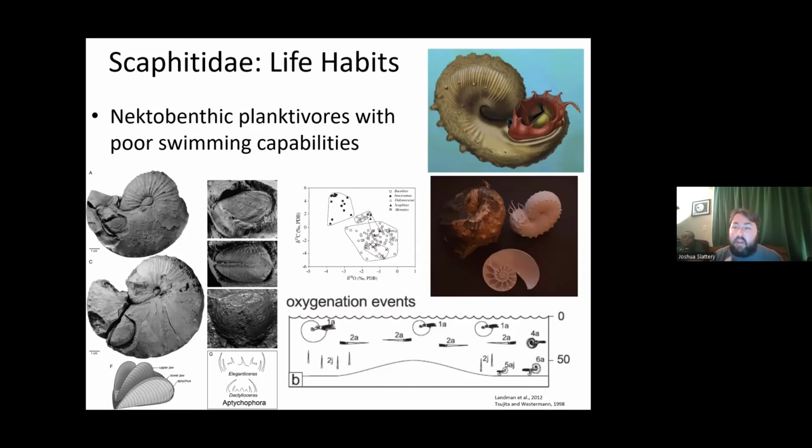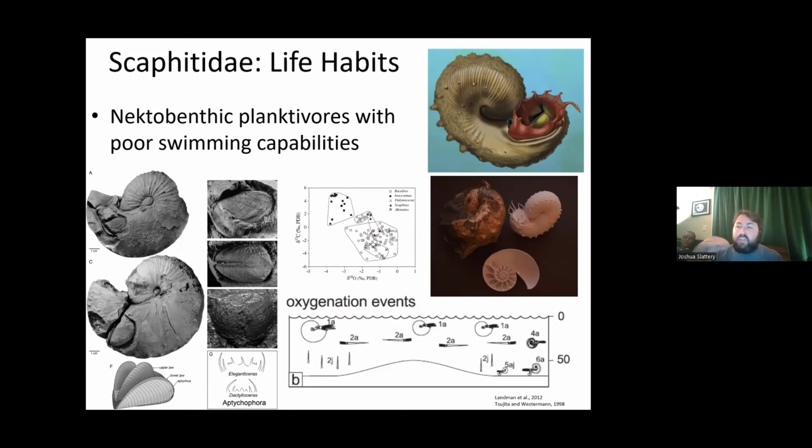We have a lot of data on this, and this is really thanks to Neil Landman, who's a specialist on scaphitids. What he's shown is that their stable isotope values are very similar to benthic organisms, which suggests that these guys were probably living within a few meters of the seafloor, and they weren't moving up or down. So throughout their entire life, they lived close to the seafloor. They like well-oxygenated facies with diverse benthic organisms. That also supports the interpretation that they were living near the sea bottom.